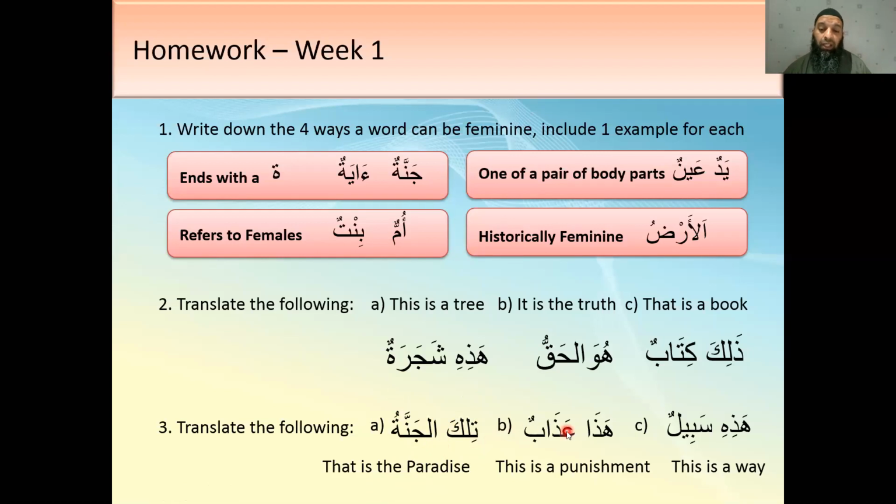Next one, B, hadha adhabun. So adhabun is a masculine word. Hadha means this is. Adhabun is a punishment. So this is a punishment.